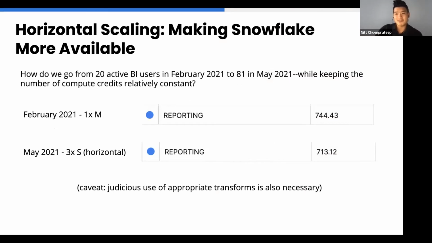Some of the things we've used to help keep the investment working for us is the horizontal scaling that we've got. If I look at the usage of reporting credits, from February 2021, when we had 20 active BI users, all the way to May 2021, where we decided to scale horizontally, we've actually been able to improve the throughput of our users by utilizing horizontal scaling.